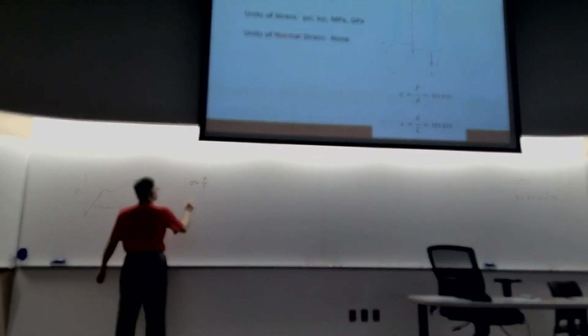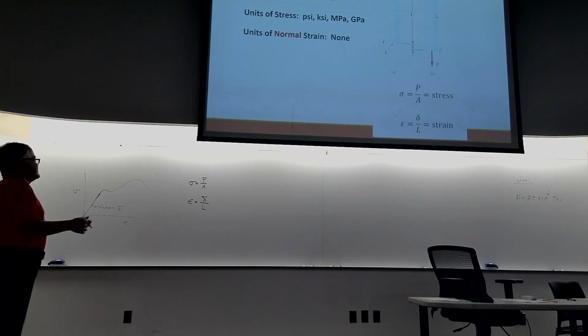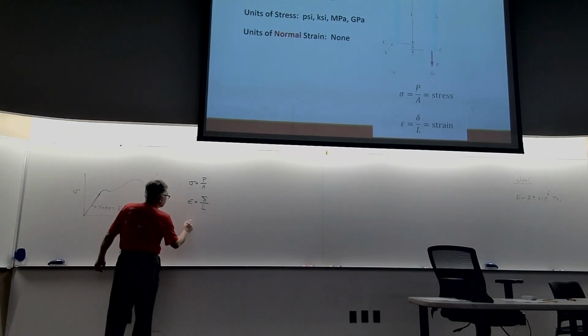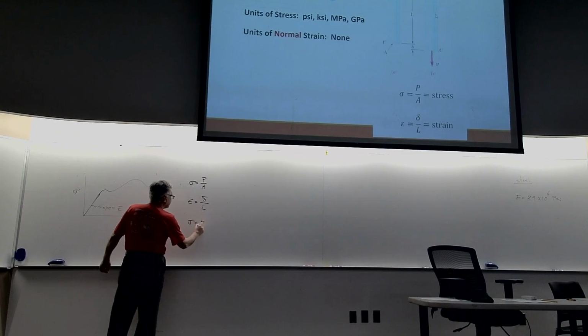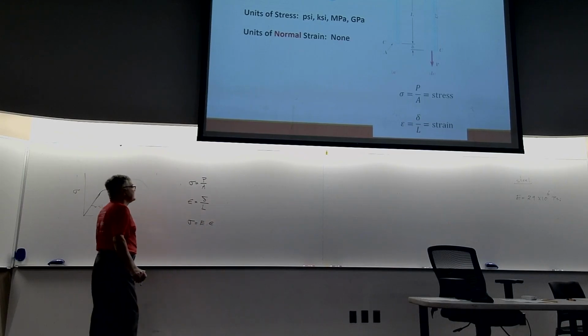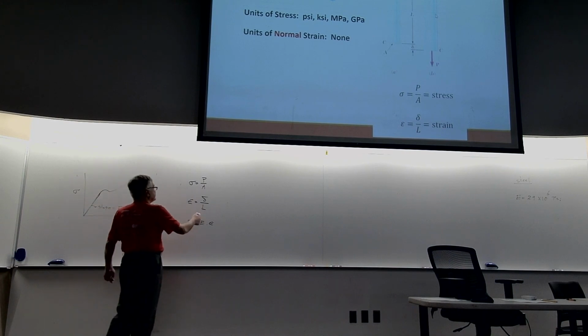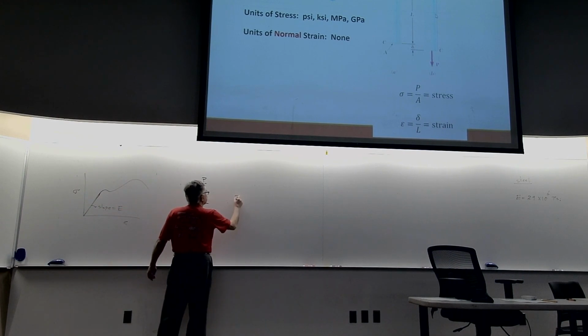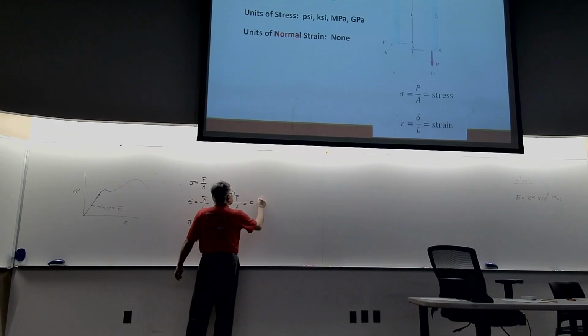So if you do this, sigma is P over A, force divided by cross-sectional area, epsilon is delta divided by L, elongation divided by original length. And now we have Hooke's law, sigma is E times epsilon. So if we plug these into here, we will have P over A is E times delta over L.